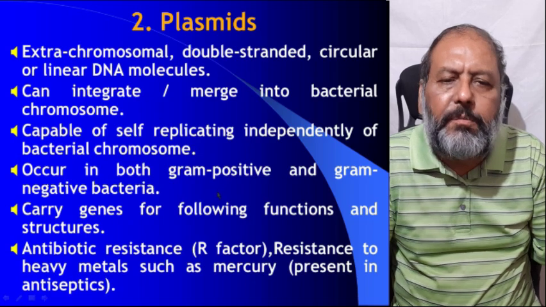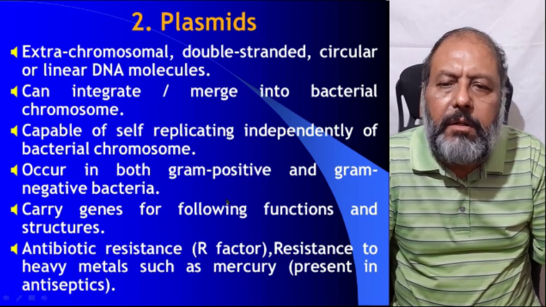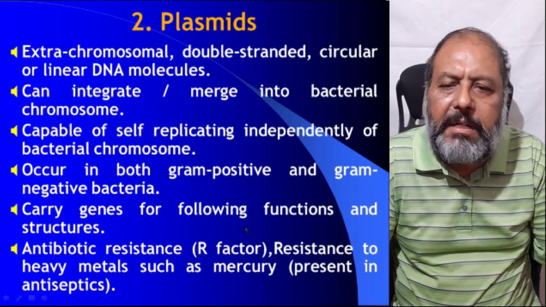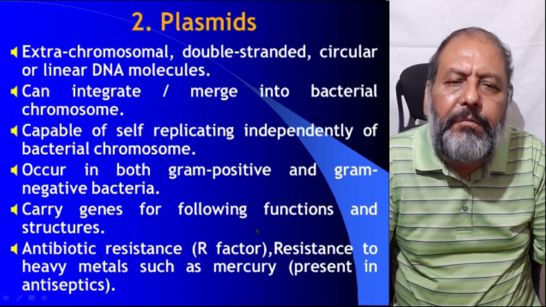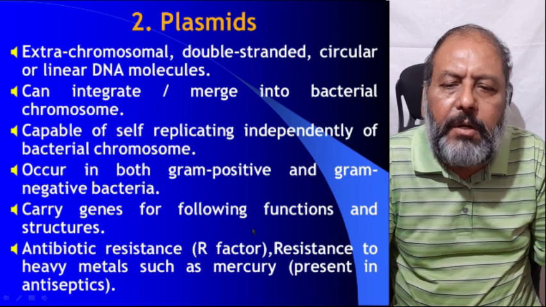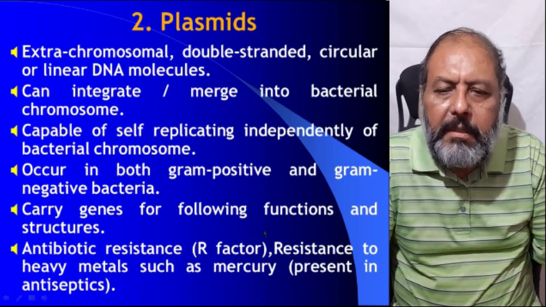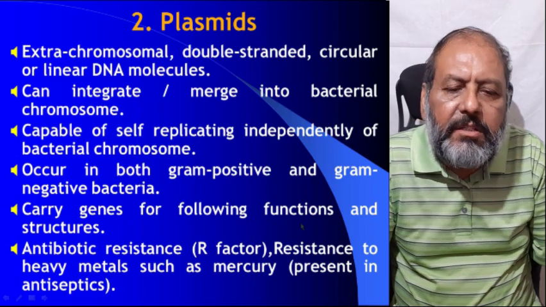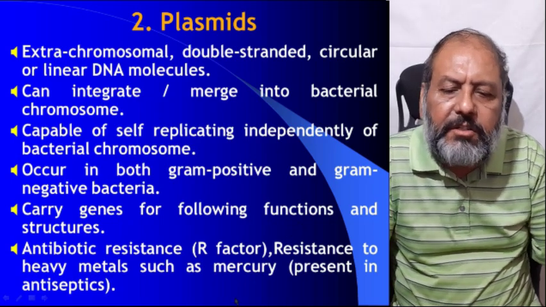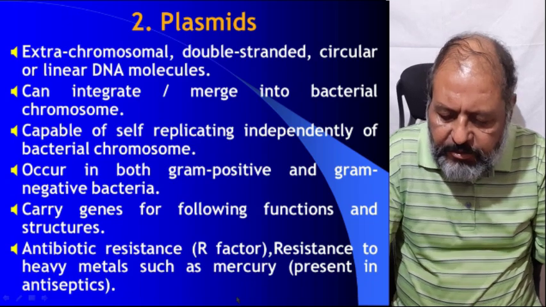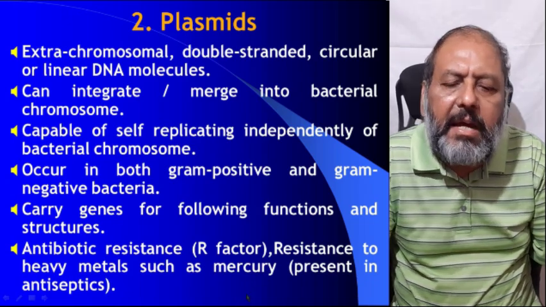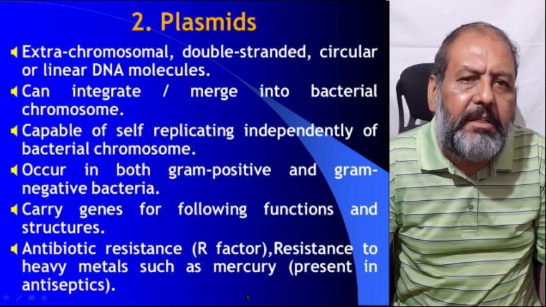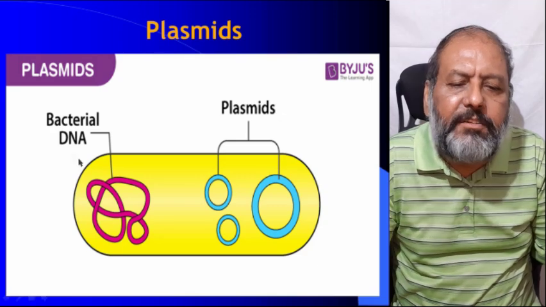Now the number two is plasmids. These are extrachromosomal double-stranded circular or linear DNA molecules that can integrate or merge with the bacterial chromosome. They are capable of self-replicating independently of the bacterial chromosome. They occur in both gram-positive and gram-negative bacteria. They carry genes for the following functions and structures: antibiotic resistance or R factor, and resistance to heavy metals such as mercury, which is present in antiseptics, so the bacteria cannot be killed by these antiseptics.